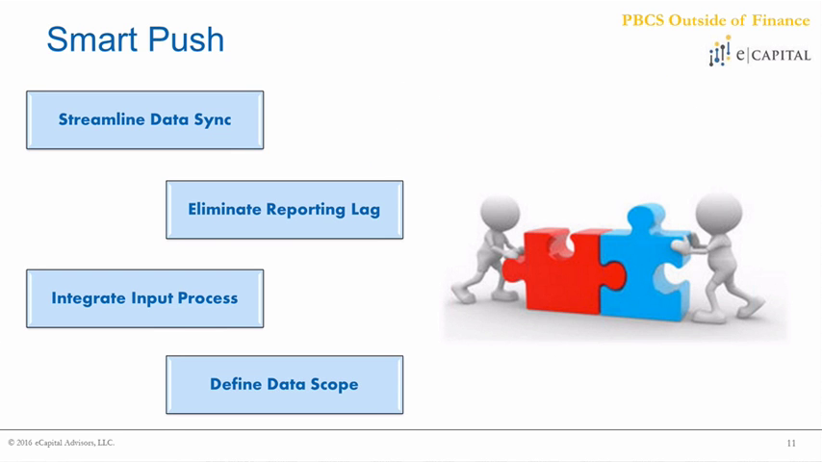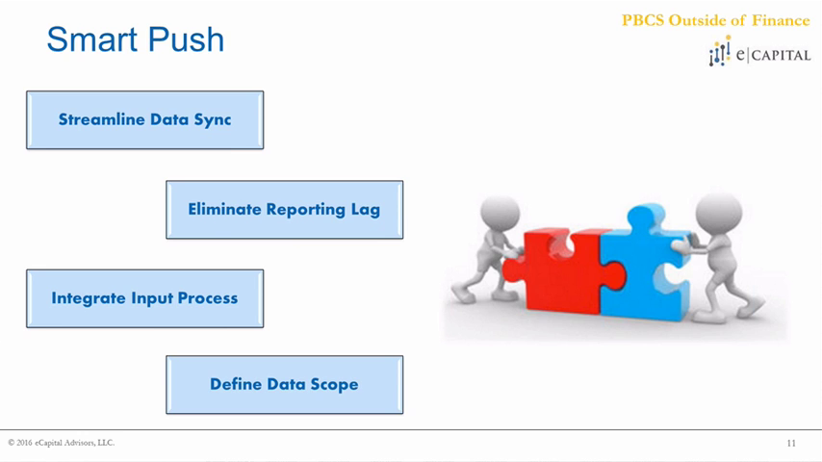Continuing with the theme of data and data movement here, Smart Push is functionality that's available in PBCS that can really help streamline your data between those different plan types. So what this can ultimately do for an organization or for a department is kind of eliminate that reporting lag.